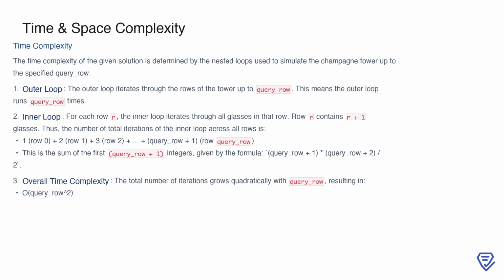If we sum the total iterations of the inner loop across all rows, it forms a series: 1 glass for row 0, 2 glasses for row 1, 3 glasses for row 2, and so on, up to query_row plus 1 glasses for row query_row. This is the sum of the first query_row plus 1 integers, which can be computed using the formula (query_row + 1) * (query_row + 2) / 2. Since this sum grows quadratically with query_row, the overall time complexity is O(query_row^2).